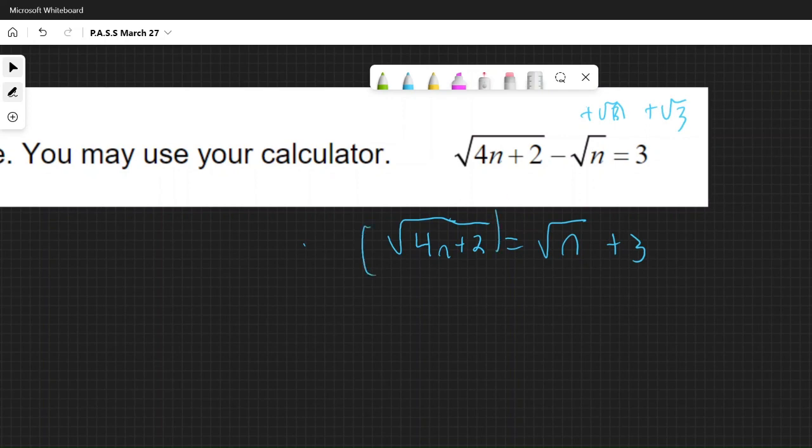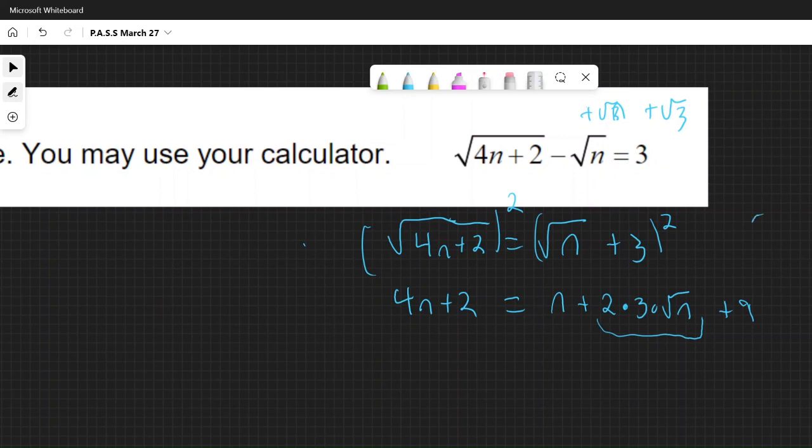Now what we're going to do is square each side. The square root of 4n plus 2 squared, we just get rid of the square root here, and we have 4n plus 2. And then we have this binomial squared. So we're going to have the first value squared, which would be n, plus 2 times 3 times square root of n. This is just like a little shortcut you can do when you're expanding out binomials. And then we'd have plus 9.